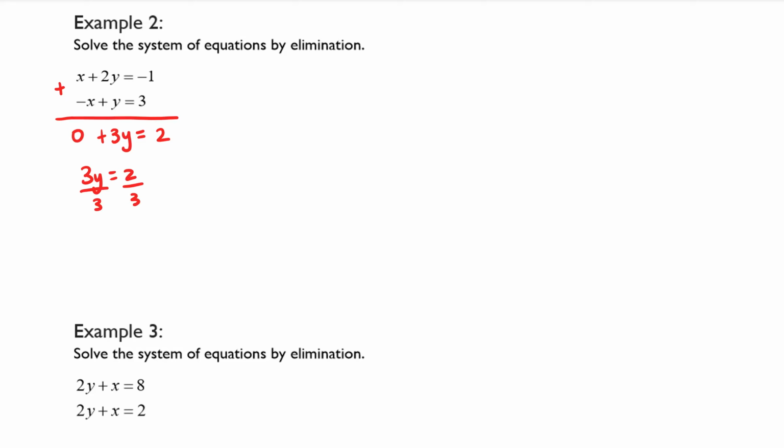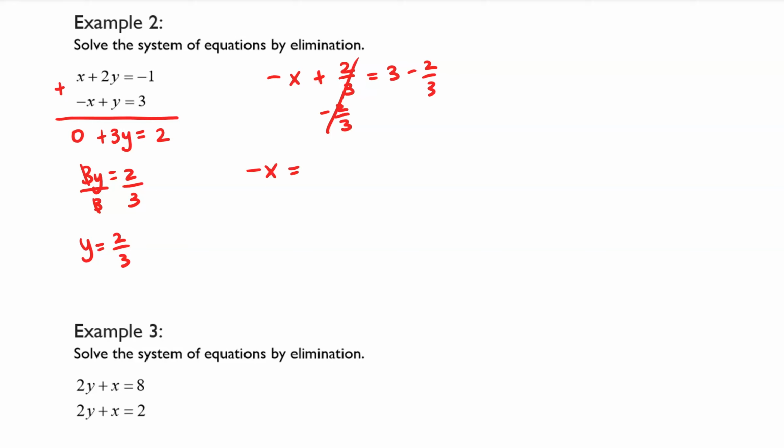If I divide both sides by 3, then we get y equals 2/3. And now I am going to plug that into my second equation. So I get negative x plus 2/3 is equal to 3. Then I'm going to subtract 2/3 on both sides.